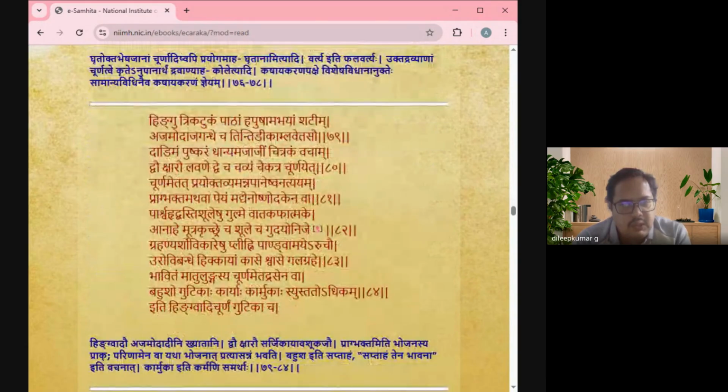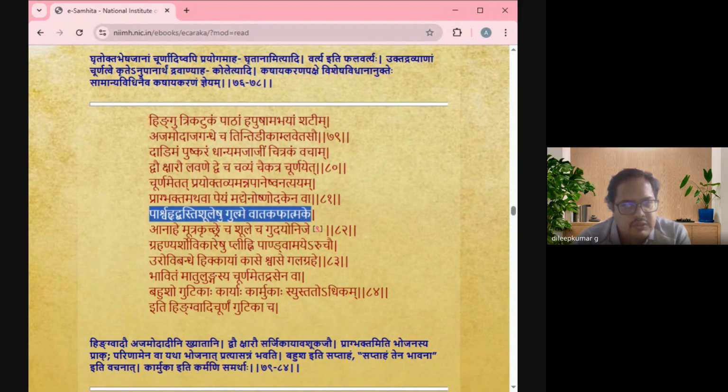The next one is Hingu Vachadi Churna or Gutika. This is one of the important yogas available in the market as Hingu Vachadi Gutika, Hingu Vachadi Gulika. It consists of Hingu, Trikatu, Pata, Hapusha, etc. It can be given in all types of Shula: Parshu Shula, Hrud Shula, Basti Shula, Vata Kafatmaka Shula, anything which is associated with Vata Kafatmaka.